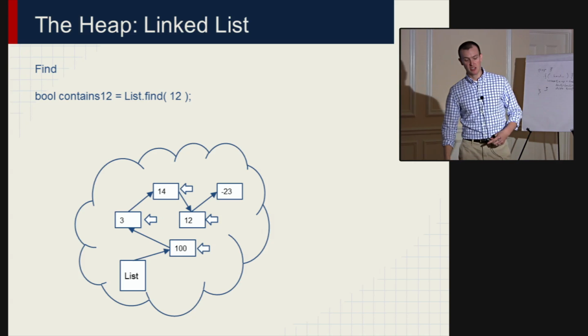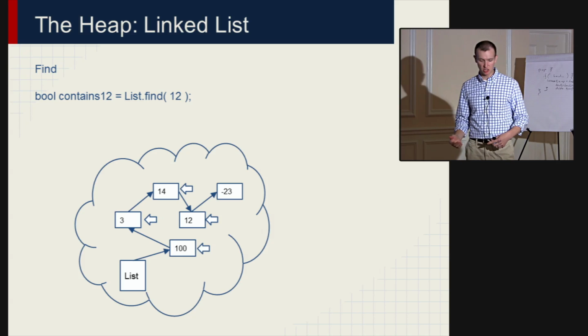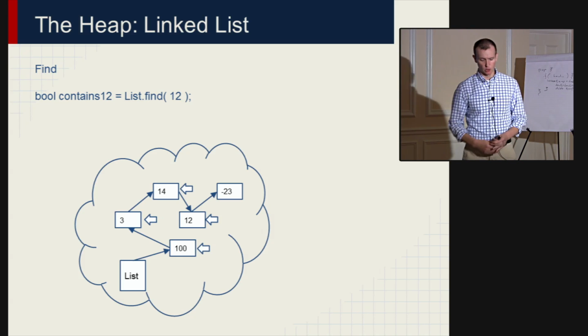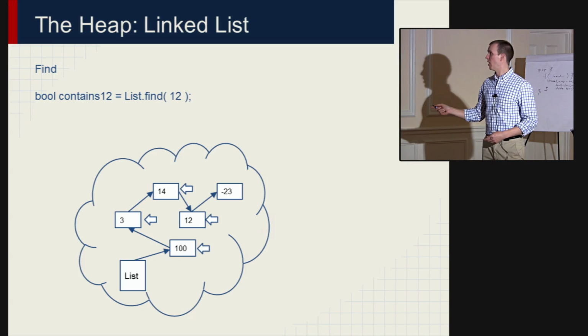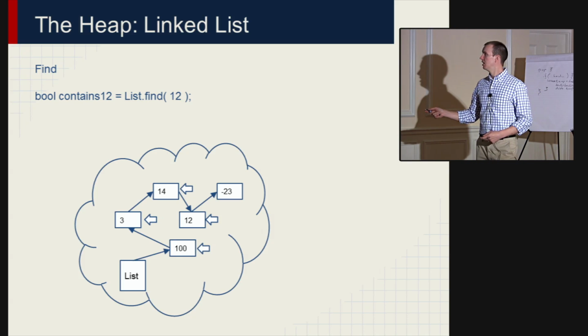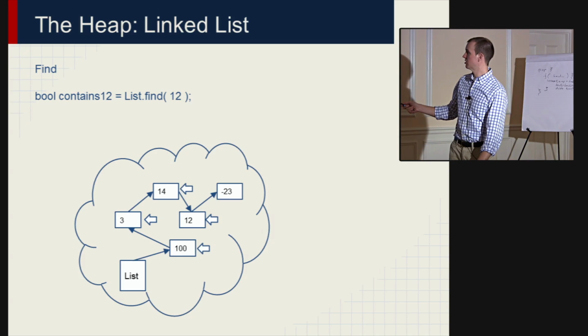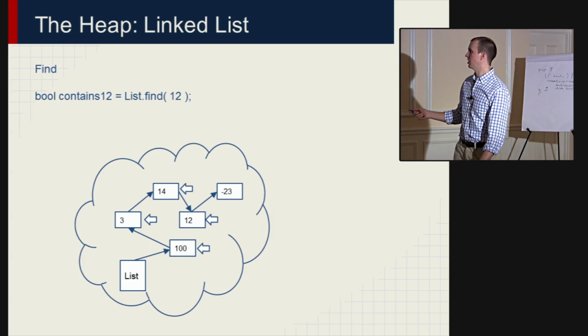Okay, so the next function to be implemented is find. If we want to look for whether any node in this list has the value 12, we can call this function find and give it 12, and it should return true or false, indicating whether or not the list contains 12.